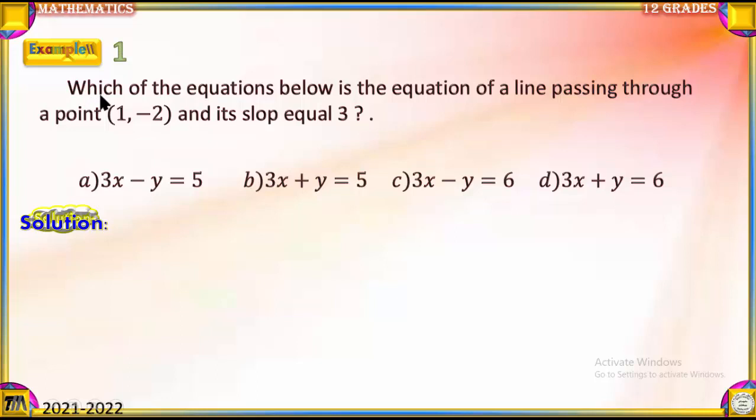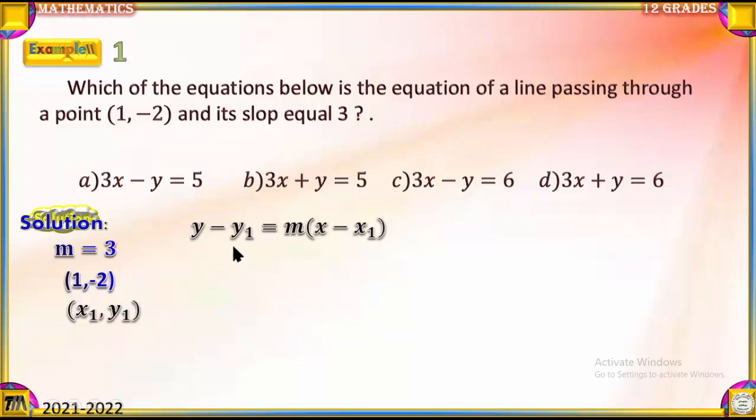Example number 1. Which of the equations below is the equation of a line passing through the point (1, minus 2) and its slope equals 3? First of all, we have a slope of 3 and a point (1, minus 2). It is x1, y1. Here we use point slope form, y minus y1 equals m times (x minus x1).